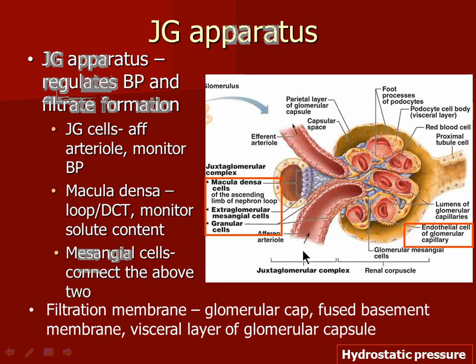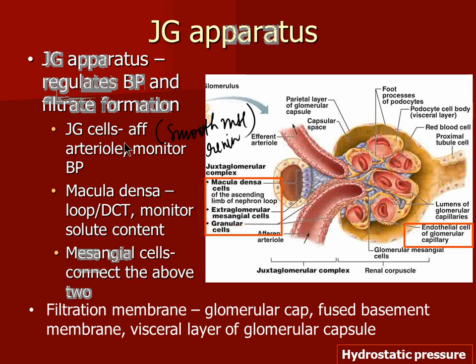Understand? Okay. So now in the afferent arteriole, you have smooth muscle cells that are highly granular, and those are known as JG cells. These are the smooth muscle cells in the afferent arteriole, very granular because they secrete a hormone called renin. And because blood flows through it, they monitor the blood pressure. So if blood pressure is low, automatically it means less blood is flowing through. These cells will be activated and they will secrete renin.